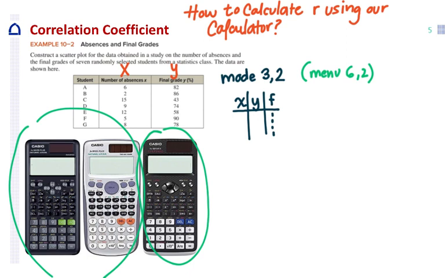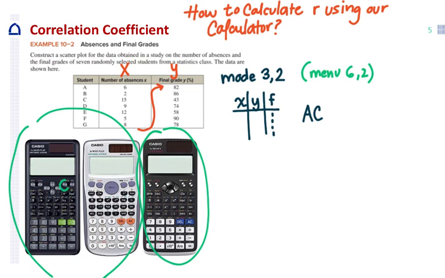First, we'll enter the X's. So press mode 3.2, start entering the X's. You'll press 6 equals 2 equals 15 equals all the way down. And then use your arrow button to start the Y column. 82 equals, 86 equals, 43 equals, all the way down until all the data is entered. And then you will press AC in order to save the data.